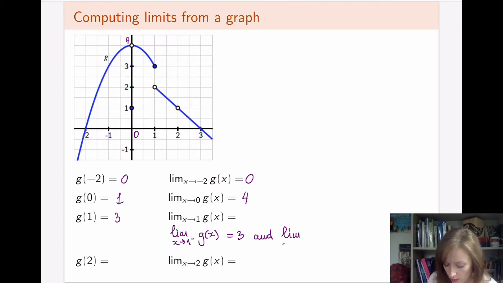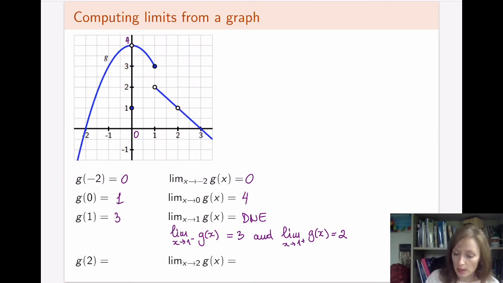And the limit as x approaches 1 from the right is equal to 2. Again, from the last slide, if they're not the same, the limit at 1 doesn't exist, because you cannot choose whether it approaches from the left or from the right. If the limit states that it approaches 1, and you cannot pick between 2 and 3, that means that the overall limit does not exist.